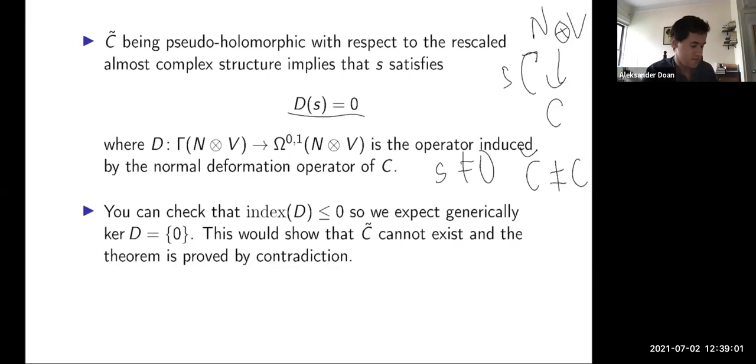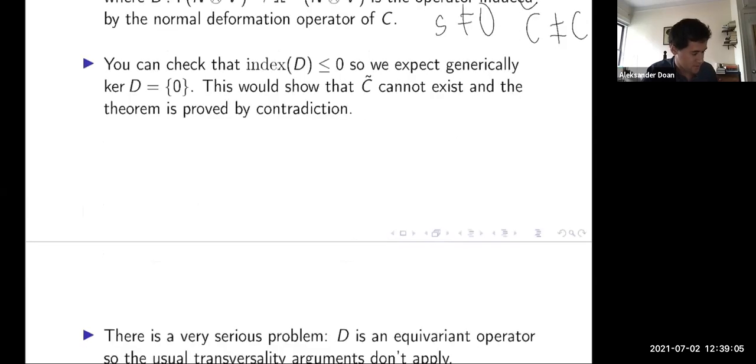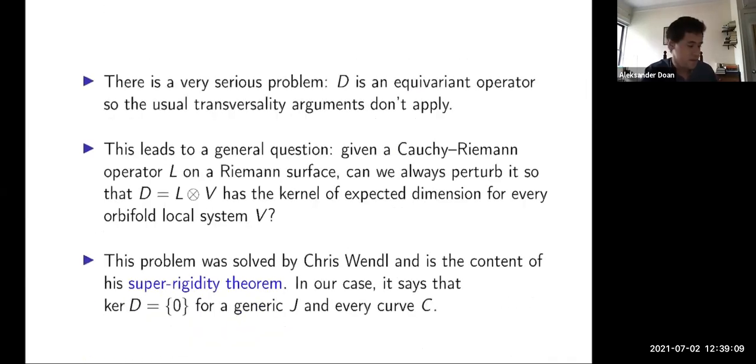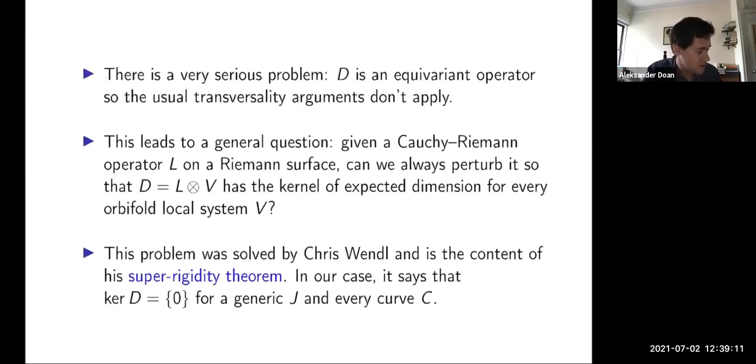So that would be the end of the proof. But there is a very serious difficulty here. This operator, by construction, is an equivariant operator, right? So we have the local system, and this D acts on the sections of the normal bundle twisted by a local system.